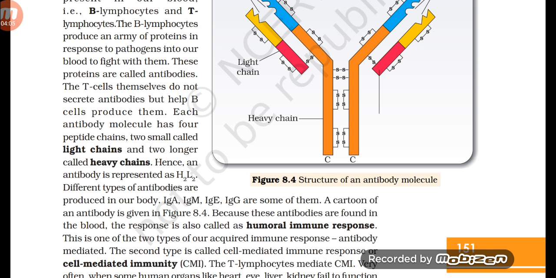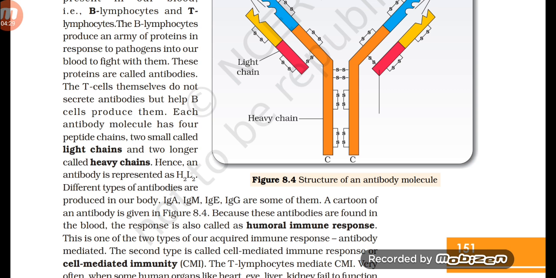The B lymphocytes produce an army of proteins in response to the pathogens into our blood to fight with them, and these proteins are called antibodies. The T cells themselves do not secrete any antibodies, but they help the B cells produce them. Each antibody molecule has 4 peptide chains, 2 small called light chains and 2 longer called heavy chains. Hence an antibody is represented as H2L2.